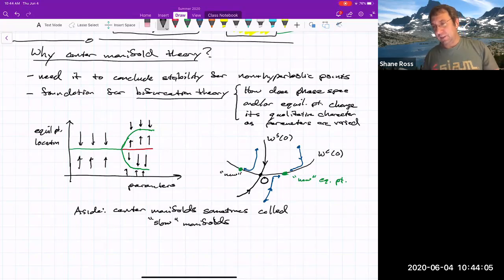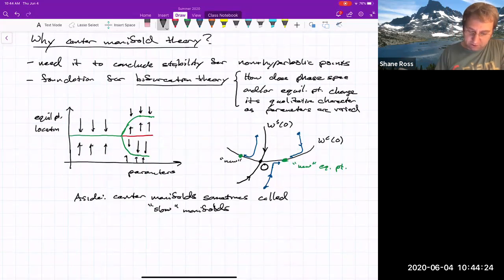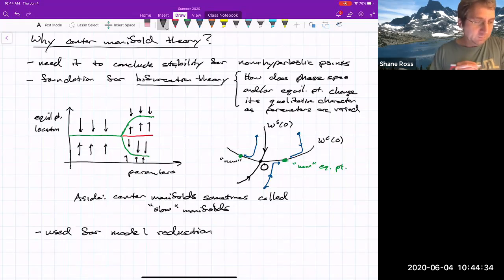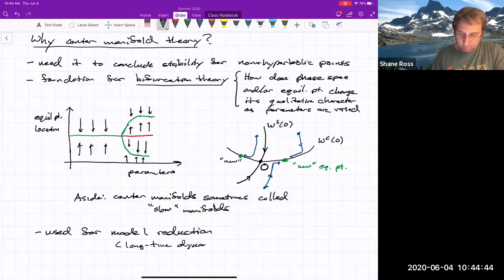If you have a system and all it has is a stable and a center manifold, you could basically ignore the stable directions because they will exponentially go away. Think of modes of a system. The stable modes will all decay quickly and you're left with just the center modes. So center manifold theory is also used for model reduction, because of this slow manifold situation: the long time dynamics are given by just the center directions.